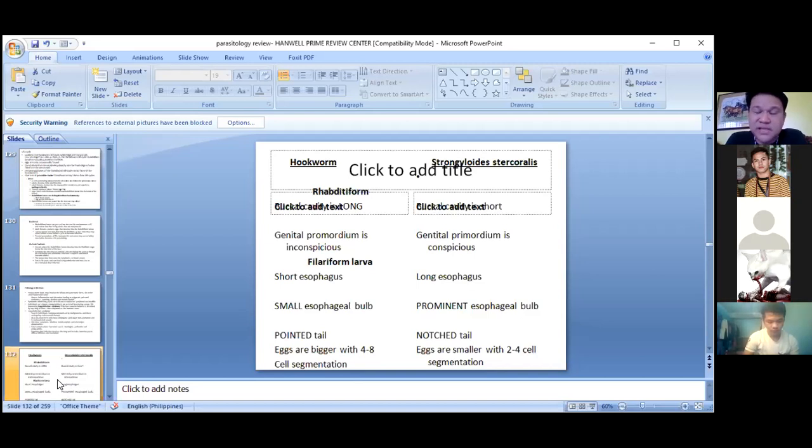Now, in the board exams, they would have to ask you, describe the esophagus of the adults of hookworms and strongy. What is the answer in the exam? Kasi ang board exam, mahilig sa ganito. Describe the buccal capsule and the esophagus of the hookworm. Number 1, number 2, number 3, number 4. Letter A, 1 and 2 is correct. Letter B, 1, 2, and 3 is correct. Letter C, only 2 is correct. Letter D, none is correct. Mga ganun eh.